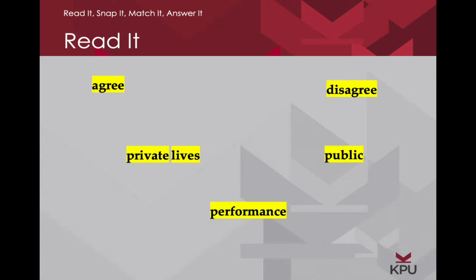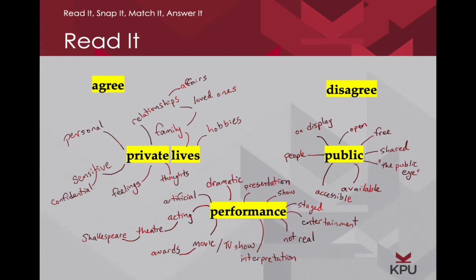So agree and disagree are rather straightforward keywords, but if we look at private and lives and private lives together, public and performance, and we try to mind map synonyms and related words to these keywords, we might come up with something like the following. So in terms of private, you might think of personal, sensitive, confidential. If you think of private lives together, you might think of relationships or affairs, loved ones, family, also hobbies or thoughts, feelings. You could keep going with this, but the idea is just to get started to build a web of connections in your mind.